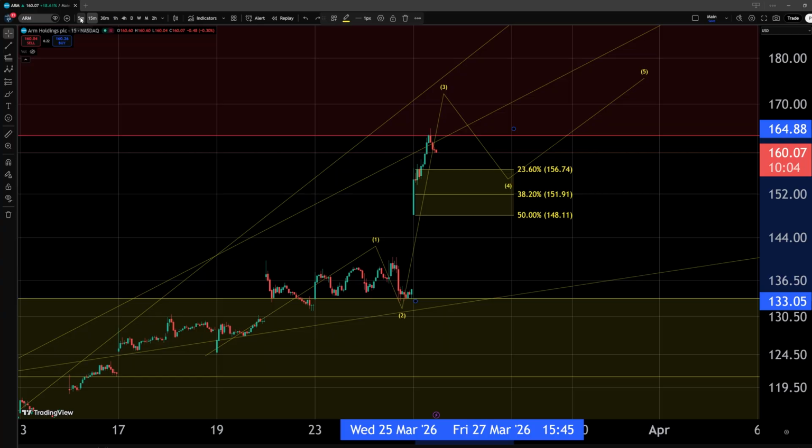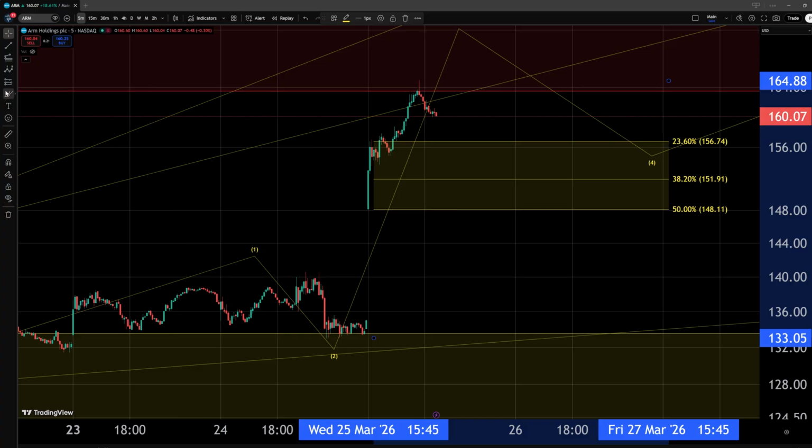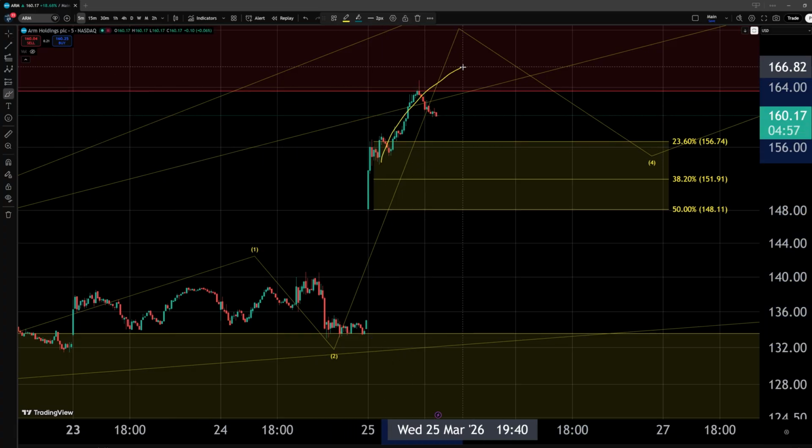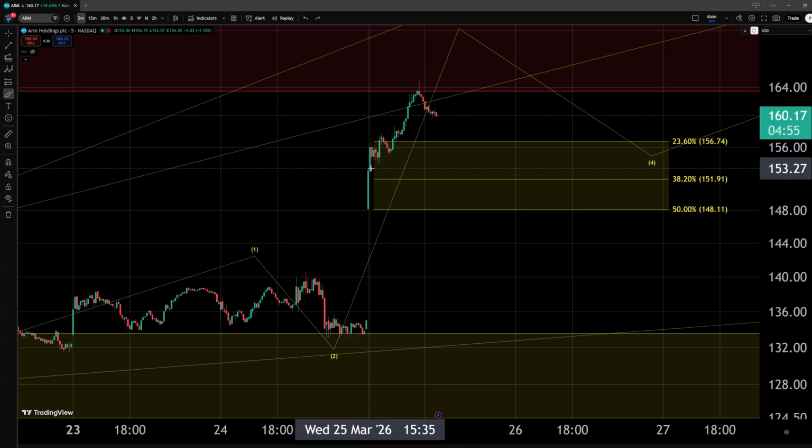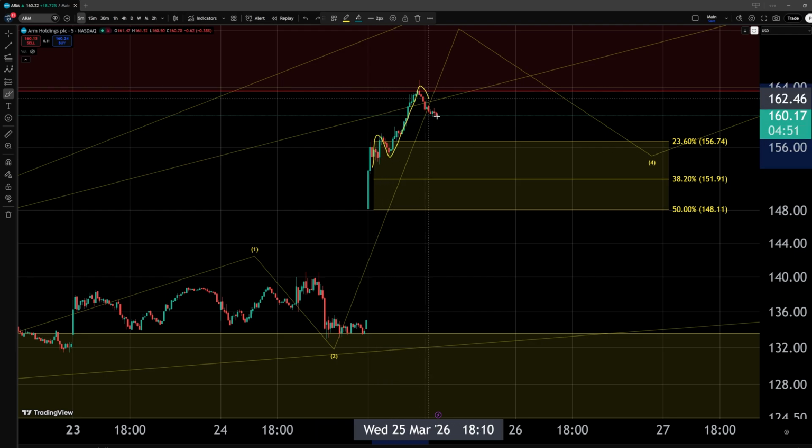Now, in this structure, I could very easily be looking, in fact, even for this structure itself to be extending. I could track here basically an ending diagonal in a wave 5 in a 1, 2, 3, 4, and a 5.